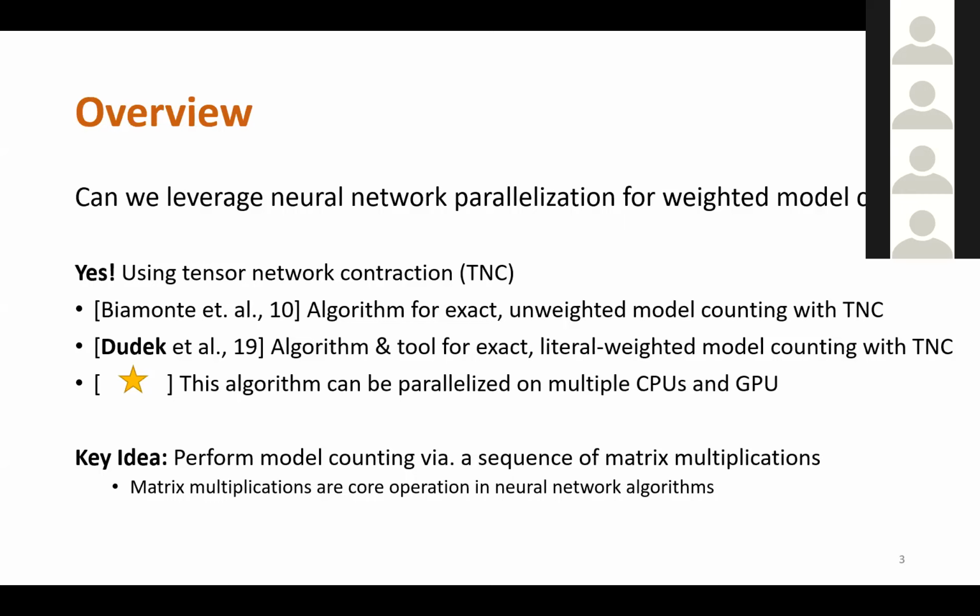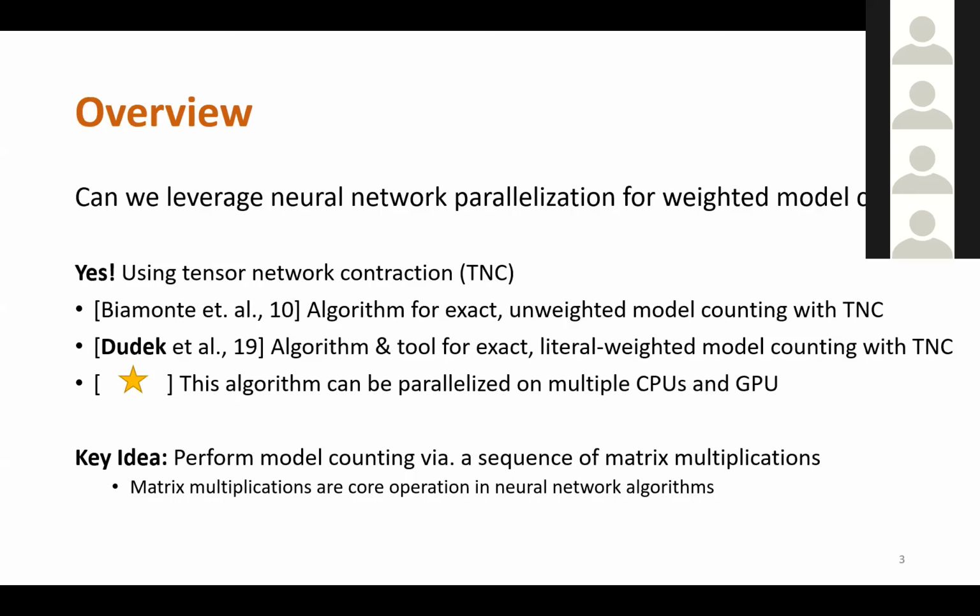The key idea of all of these algorithms is that we'd like to perform model counting in some way via a sequence of matrix multiplications, with the idea being that matrix multiplications are the core operation in all these neural network algorithms, which means that a significant amount of the work that goes into optimizing neural network algorithms is actually just optimizing matrix multiplication. And so we can leverage this.